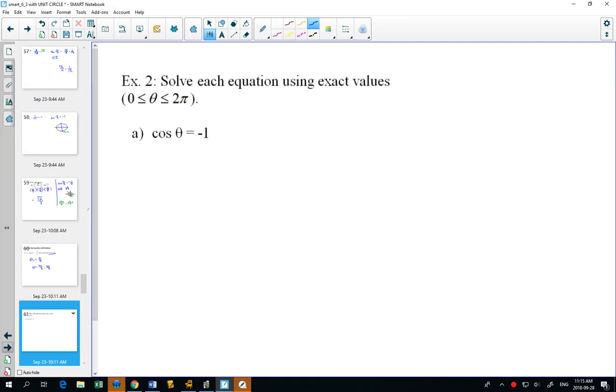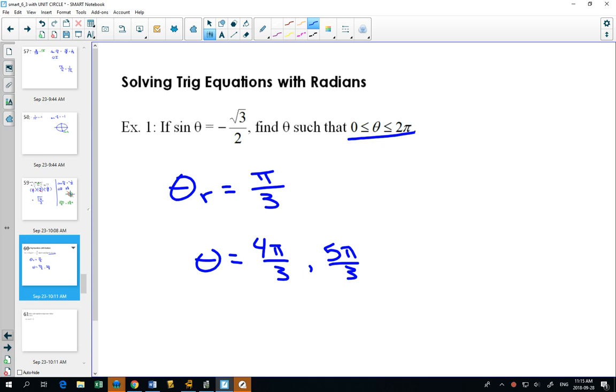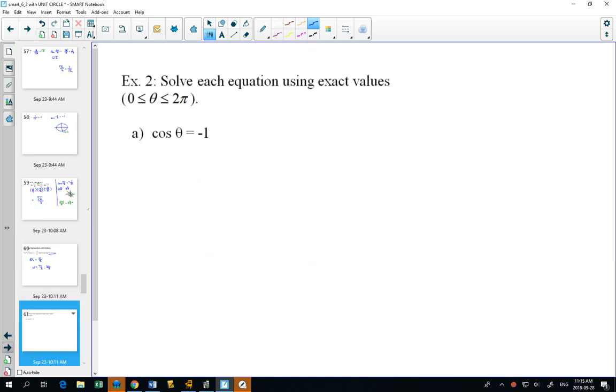So whenever a question asks you for exact values, you don't need brackets around there because it's just a solution. Is -1 on your unit circle for your x coordinate ever? When? At 180. But now we're dealing in radians, so the answer is pi. Done. That's it. We just solved the question. That's the only place that's -1, right?